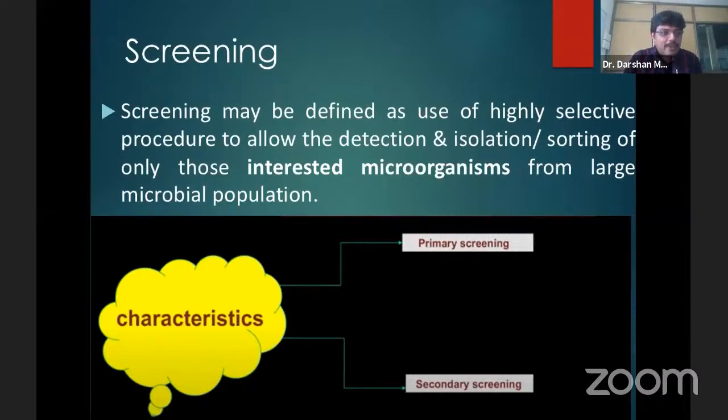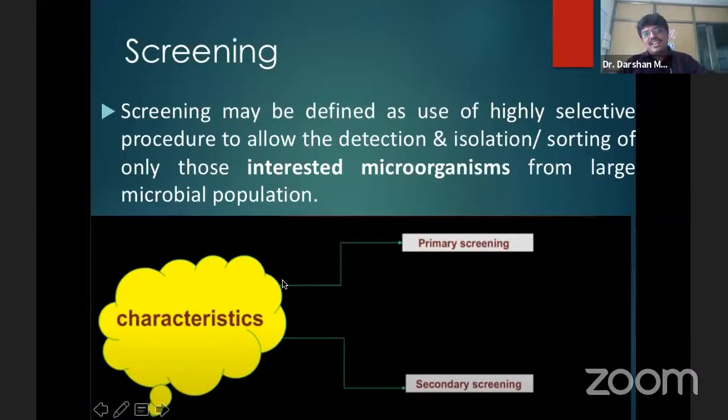You will separate the desired organisms that you need. That particular phenomenon is known as what? Screening. What you try to do is carry out the sorting of desired organisms from a large microbial population. Right? That particular phenomenon is known as screening.